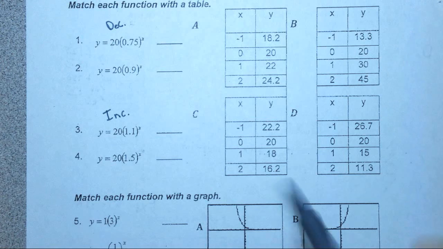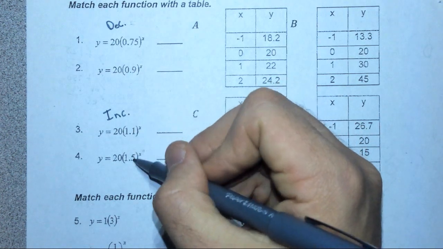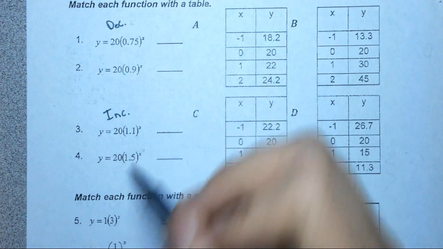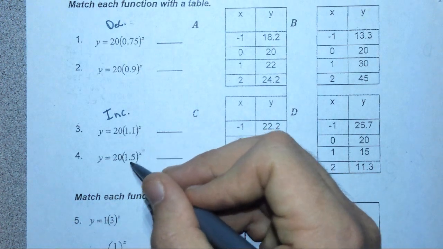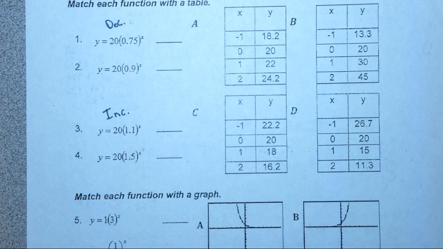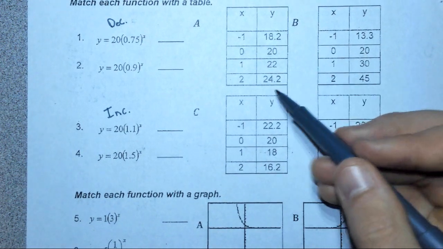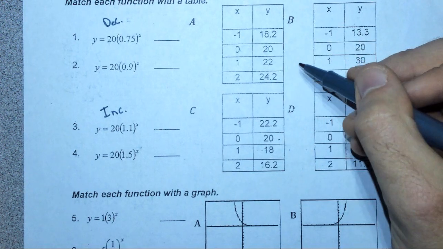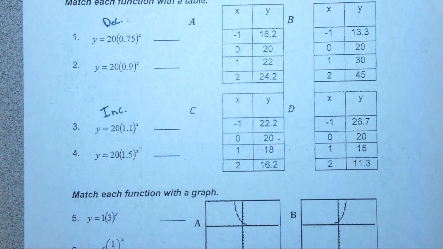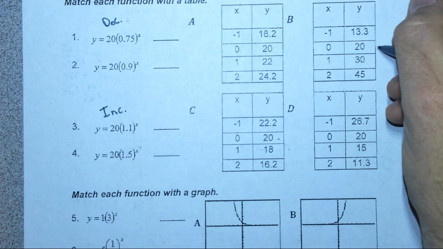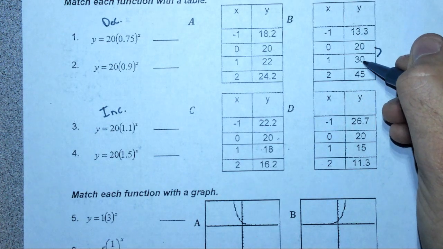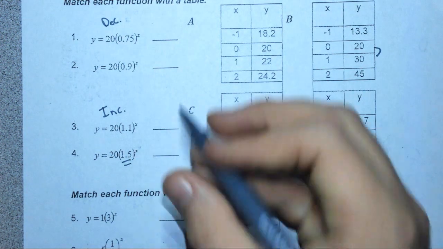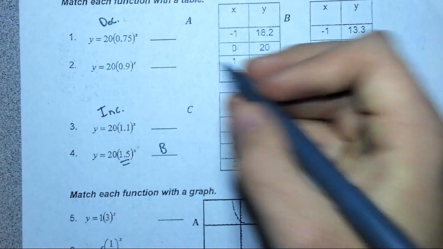I'm going to teach you a trick so you don't have to plug it in your calculator. Look at these two rates. I know these are increasing. Which one is going to get bigger faster, a 1.1 or a 1.5? Well, 1.5 is bigger, so this one's going to be getting bigger faster. So let's go over to my tables. Which ones are getting bigger? 20 to 18? No way. 20 to 15? No way. 20 to 22? Yup. 20 to 30? Yeah. Which one got bigger faster? This one clearly got bigger faster. It went from 20 to 30, while this one went from 20 to 22. So the bigger rate is the bigger change. So this one is B. Therefore, my other one has to be A.